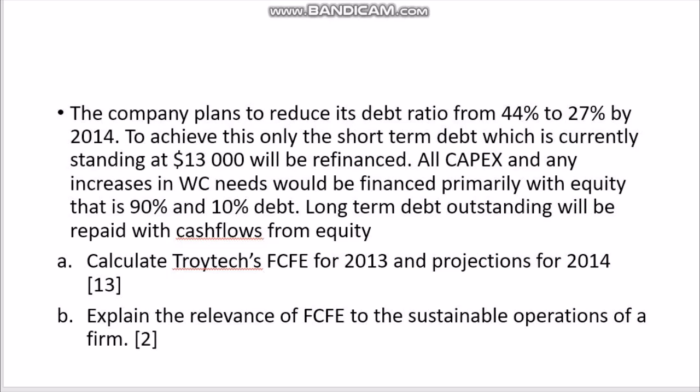The company plans to reduce its debt ratio from 44% to 27% by 2014. To achieve this, only the short-term debt, which is currently standing at 13,000, will be refinanced. All capex and increases in working capital needs will be financed primarily with equity, that is 90% equity and 10% debt. Long-term debt outstanding will be repaid with cash flows from equity. Calculate the FCFE for 2013 and projections for 2014. And then part B, explain the relevance of FCFE to the sustainable operations of a firm.